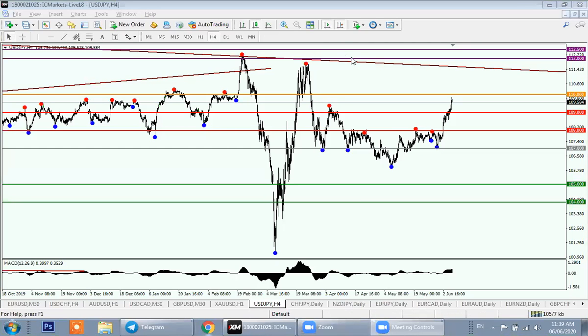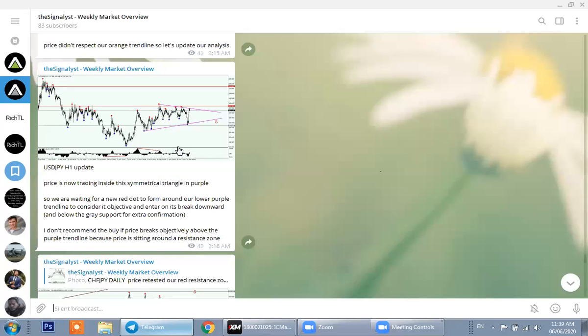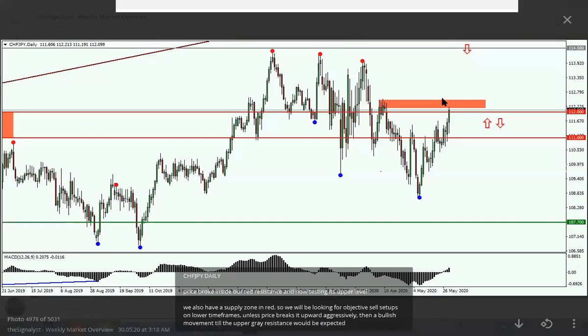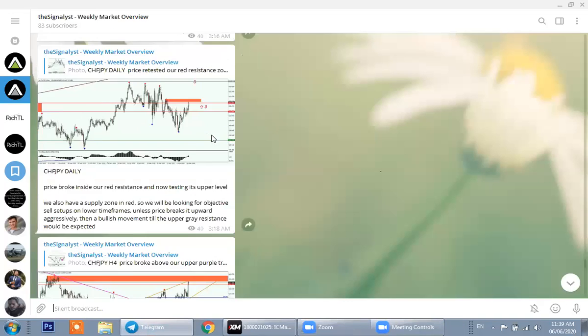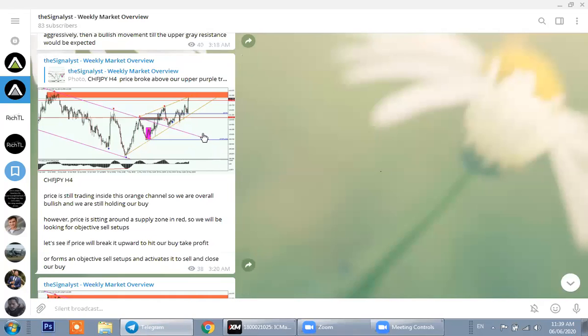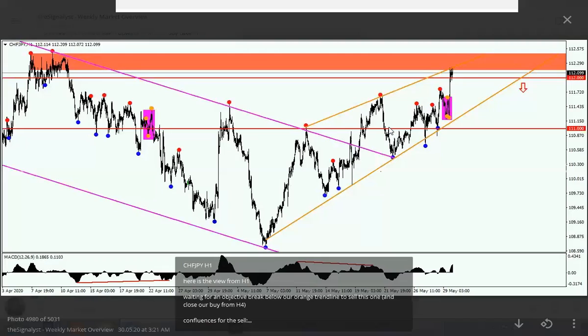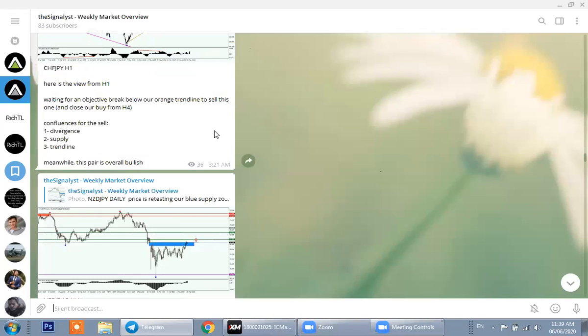Okay, so let's continue with our JPY pairs. First of all, we have CHF JPY. We were waiting for sell opportunities to form around our supply zone in red and resistance. Then we were overall bullish as mentioned, and we were holding a buy, as you can see here. And we were waiting for an objective break below our lower orange trend line to close our buy and sell. So meanwhile, we were overall bullish.